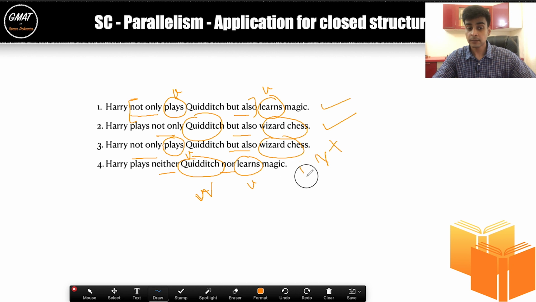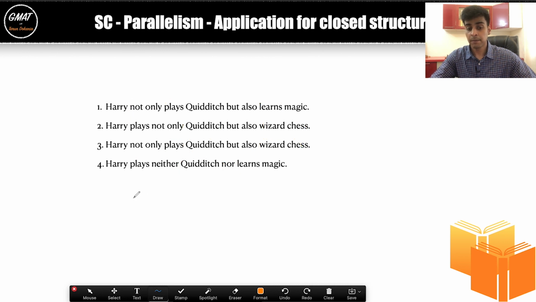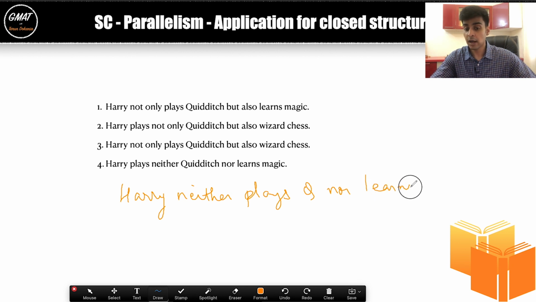And I'm done. For example, if I was to correct the fourth one, just to make sure there are no doubts, I can write Harry neither plays Quidditch, I'm denoting that with a Q, nor learns magic. And this sentence, denoting that with an M, magic with an M, this sentence is correct. Because after neither, I have a singular verb, after nor, I have a singular verb. Harry plays Quidditch, Harry learns magic, can be broken down to complete sentences.